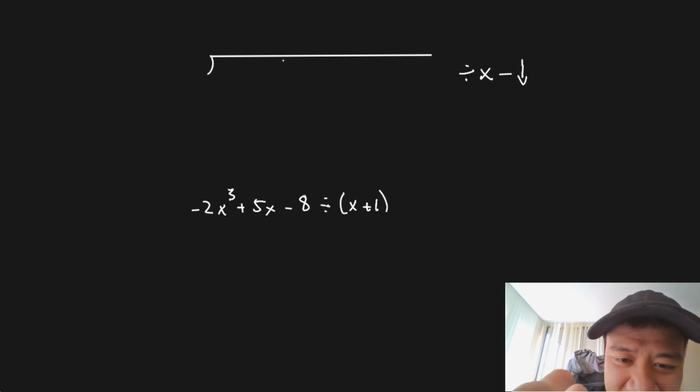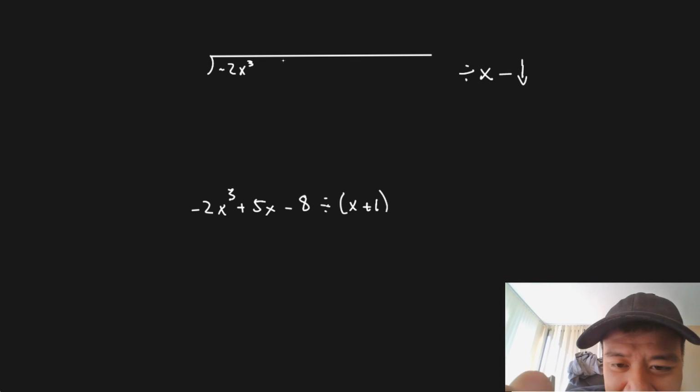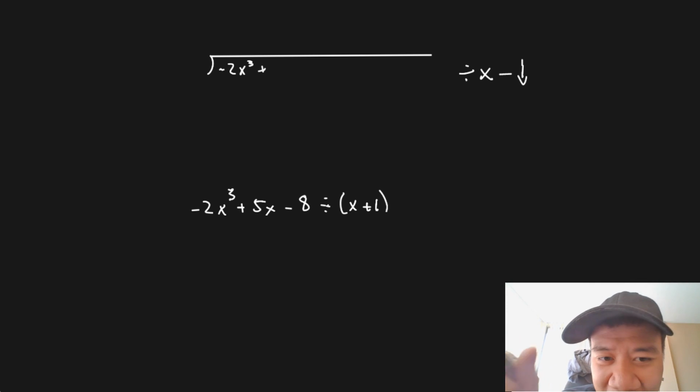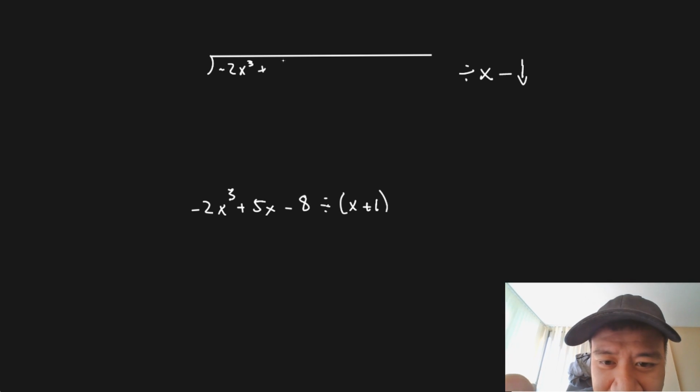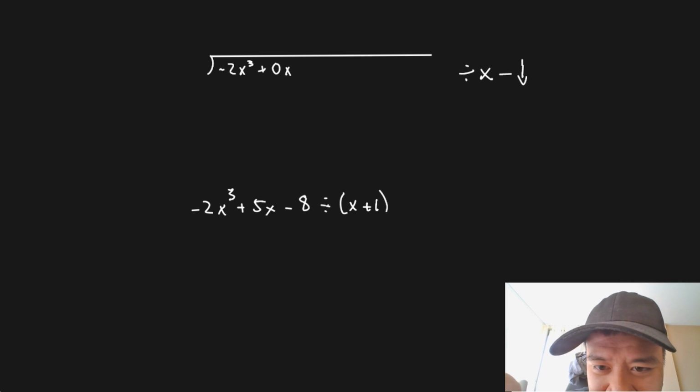So what we write here is our normal polynomial. But then what we're going to do is add a placeholder term. We're going to add our x squared term, but since we technically don't have one, the coefficient at the very front of this term is going to be 0.